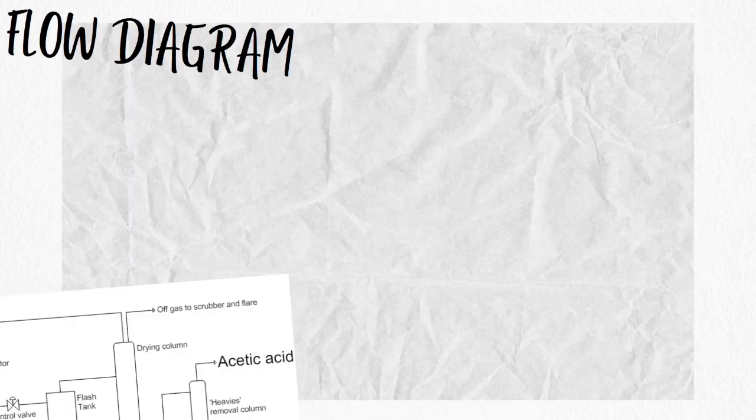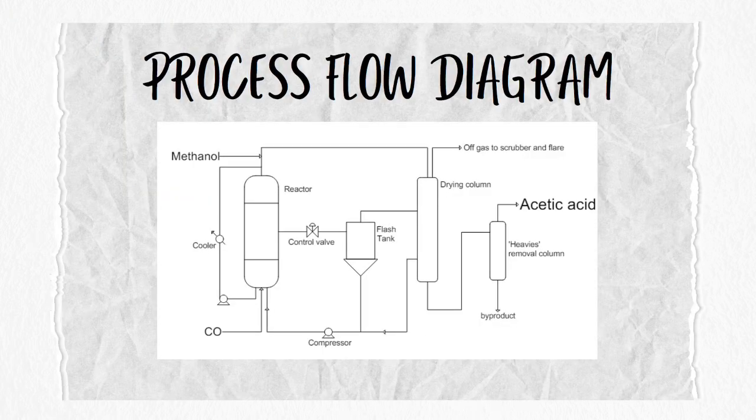Alright, the next part is the process flow diagram. As you can see, this is the AutoCAD drawing of the process flow diagram for the production of acetic acid. In this part, I will explain the process of acetic acid production. I will break down each stage so that we can understand its function within the overall process flow.